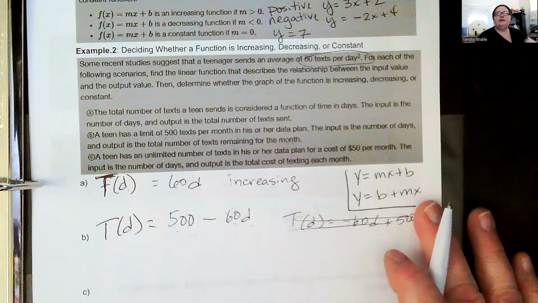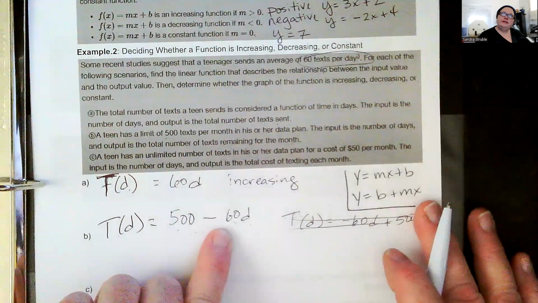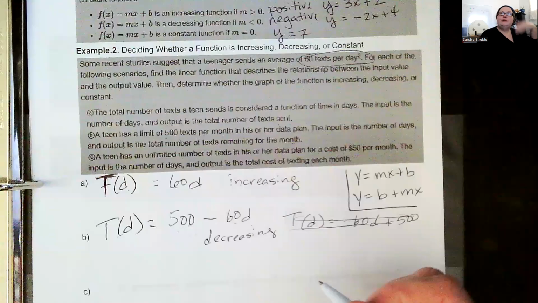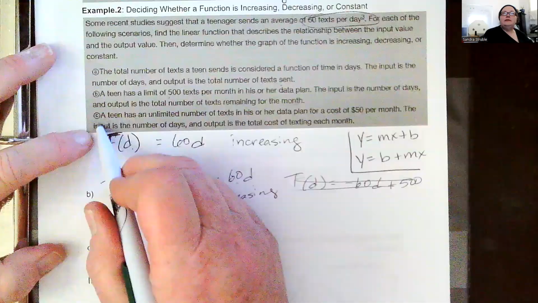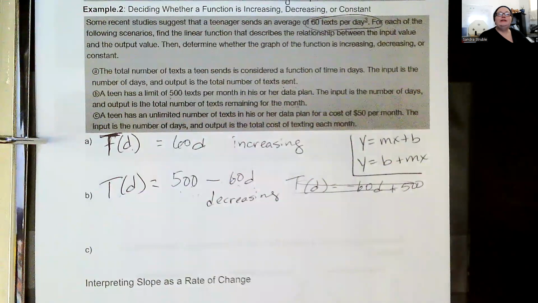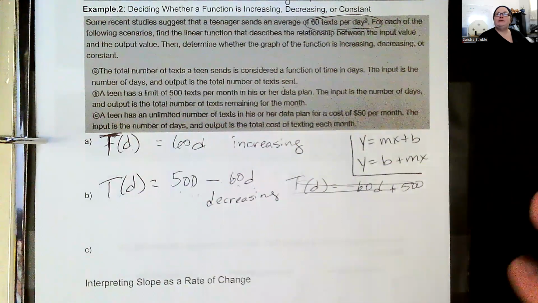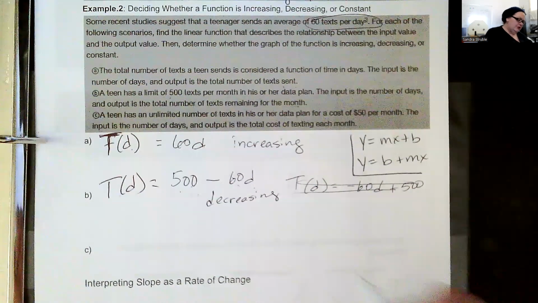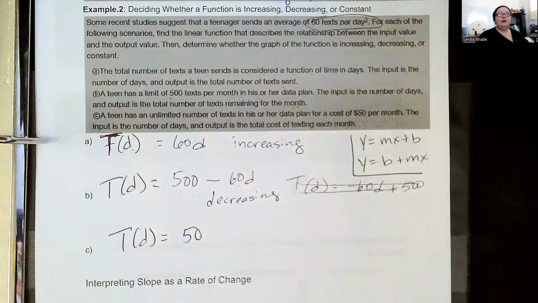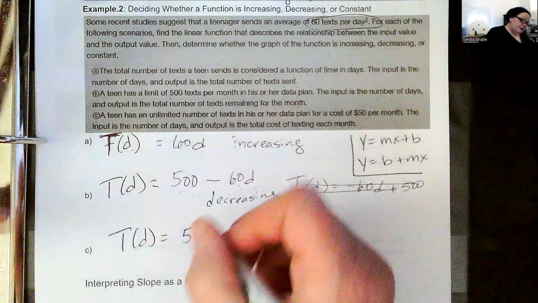All right, so this is what kind of function? Well, the coefficient of D is negative. So this is a decreasing function, which would make sense because from the 500, the number is decreasing from there. And then the last piece of this: a teen has an unlimited number of texts in his or her data plan for a cost of $50 per month. So it doesn't matter how many texts they send, how many days there are in the month, they just have to pay a straight up $50. So for this one, it's just 50. There's no D. There's no initial value, it's just the initial value. So this is a constant function.